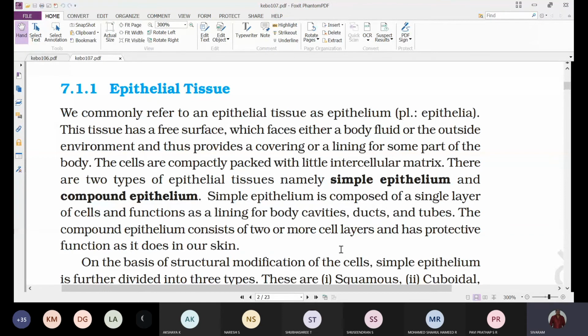This tissue has a free surface. That means one surface is attached to an organ or another tissue, and the other surface is free. Wherever you see, it is the same. That's why we call it epithelium. So this tissue has a free surface which faces either a body fluid or the outside environment and thus provides a covering or lining for some part of the body.